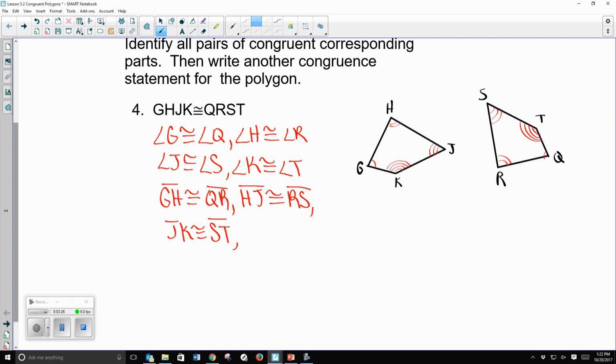All right. What about the last one? The first three are pretty easy because GH, HJ, JK. Well then, what's the last side? How do you name that last side? Because there are four. KG or GK. It doesn't matter what order. It's congruent to TQ.